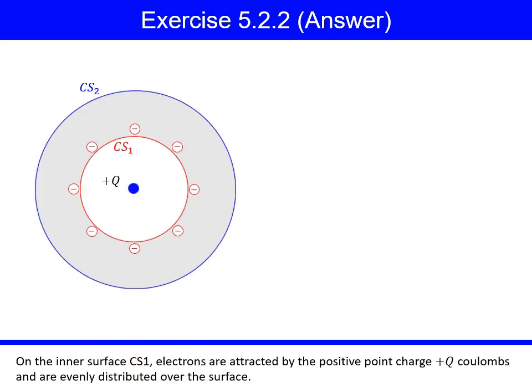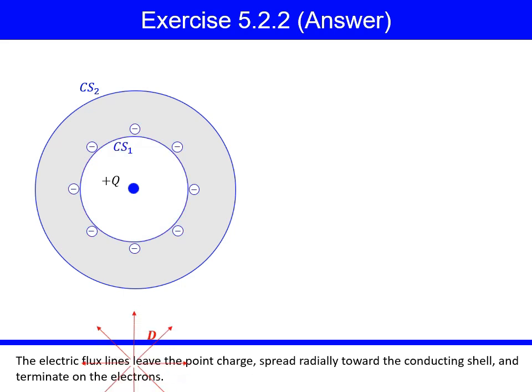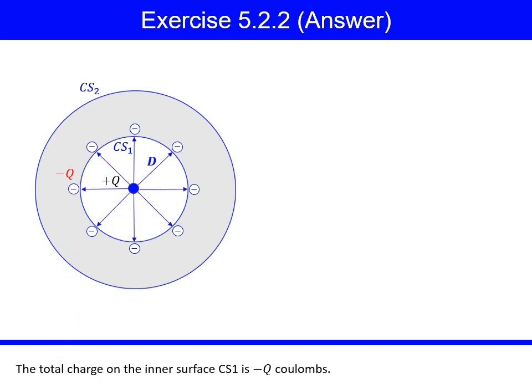On the inner surface CS1, electrons are attracted by the positive point charge q coulombs, and are evenly distributed over the surface. The electric flux lines leave the point charge, spread radially toward the conducting shell, and terminate on the electrons. The total charge on the inner surface CS1 is negative q coulombs.